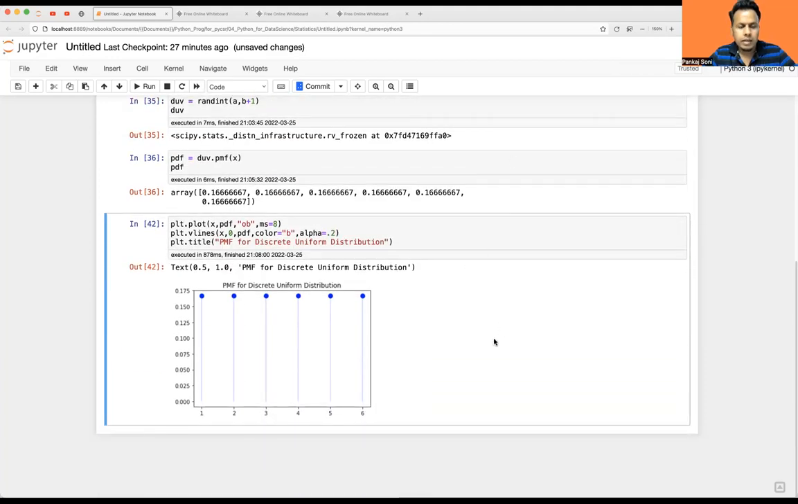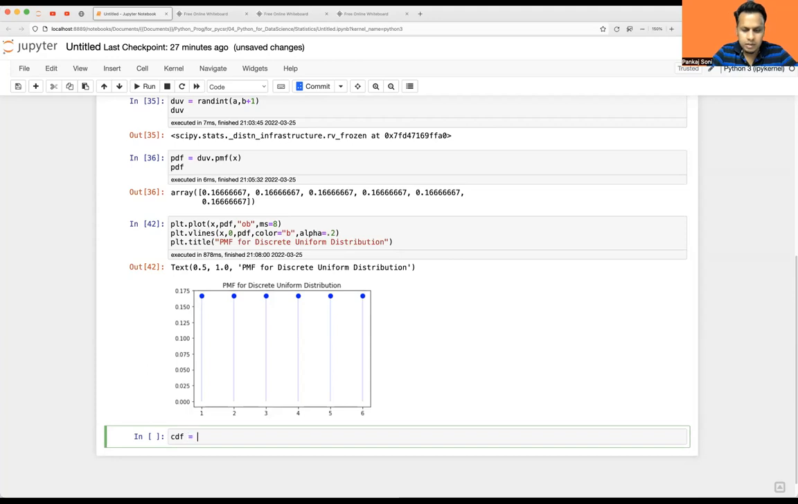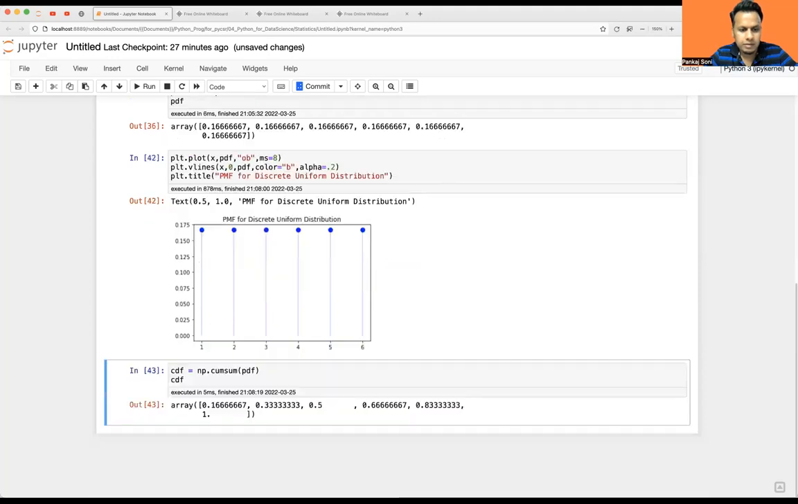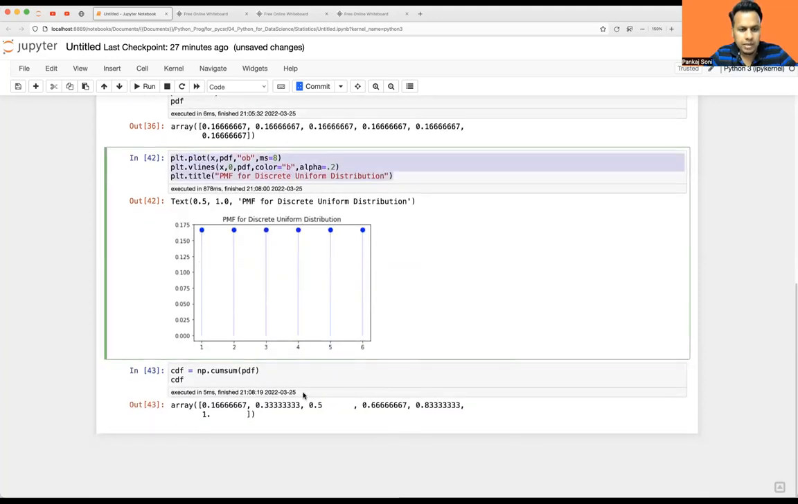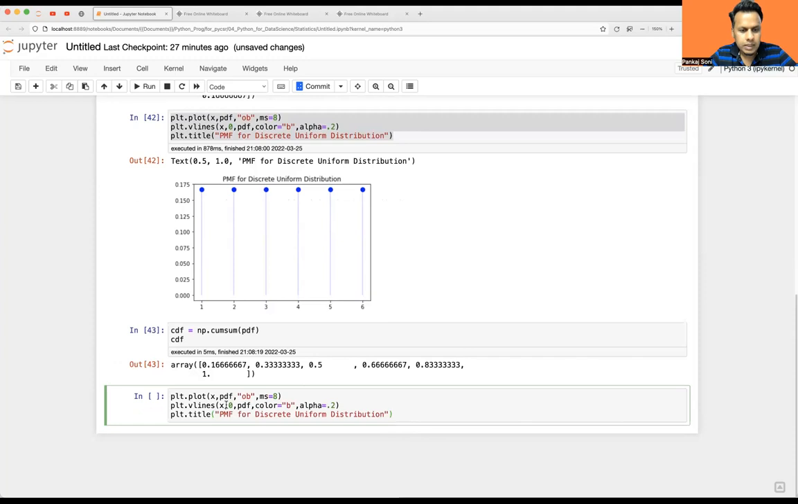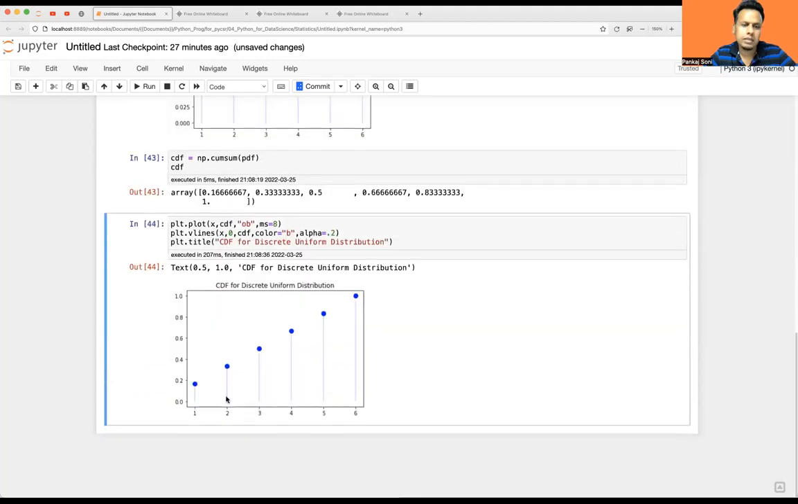Yeah, and how to get the CDF? You just get this value, add it with the next value, again add with the next value. Okay, so how to get the CDF? I can make CDF equal to np.cumsum, that is the cumulative sum of this PDF, and that is what a CDF is. How to plot them? Just copy and paste here. So instead of PDF, I'll give CDF, and this is also CDF, and this is nothing but the CDF for discrete uniform. Okay.